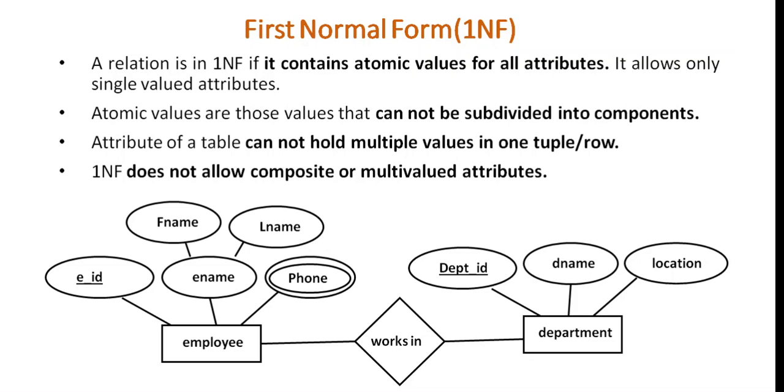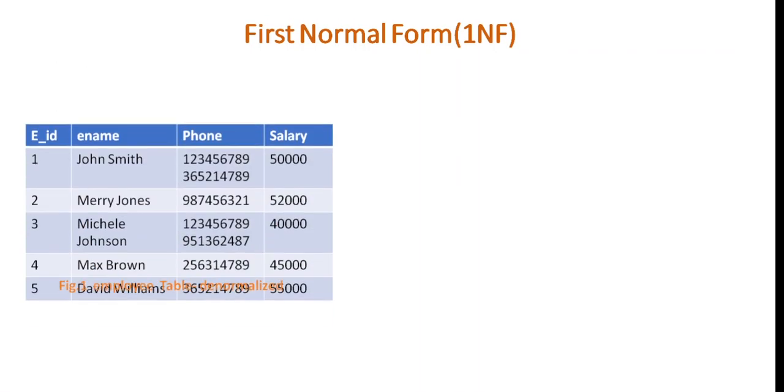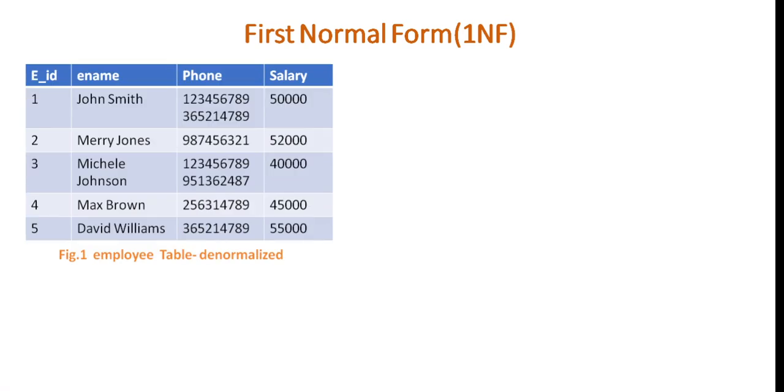And next we have the attribute phone. This phone number attribute is represented by using a double ellipse because it is a multi-valued attribute, meaning one employee can have more than one phone number. That's why the multi-valued attribute is here, that is phone number. Now we will draw a relation. We will convert this employee entity into a relation. When we convert the entity relationship diagram of the employee entity into a relation, then our relation will become like this.